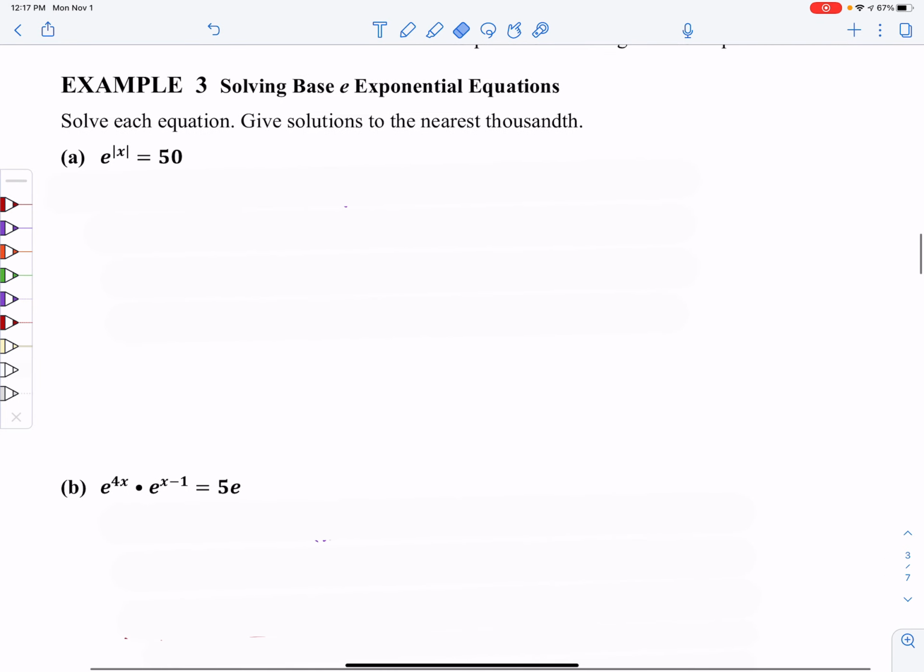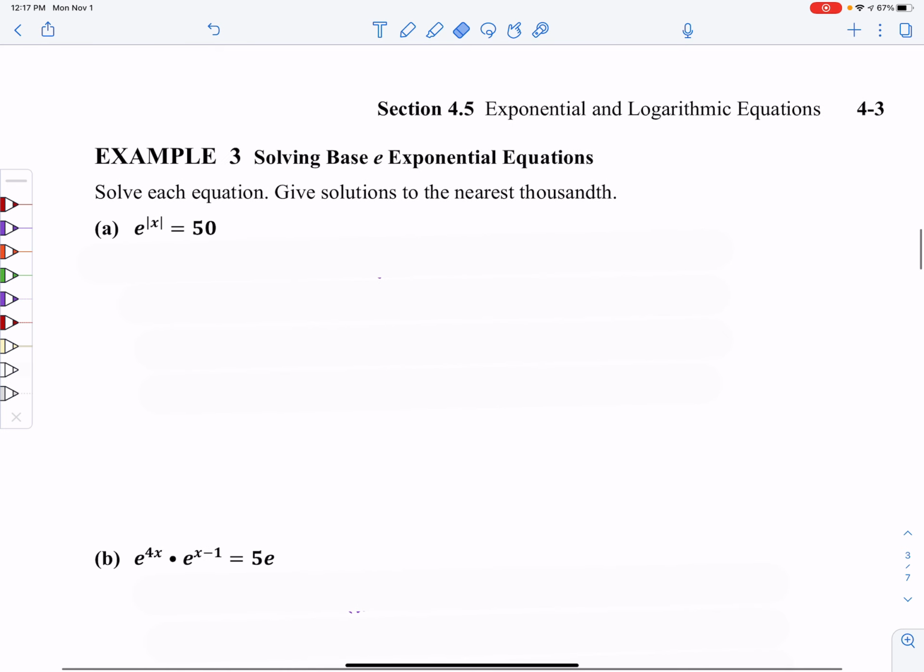All right, we're going to do example 3a. Example 3b I'm going to come back to in a separate video. So once again, we're solving the equation and giving our solutions to the nearest thousandth. I cannot make a base e and a base 50 the same, so I'm going to log both sides. The reason I chose the natural log is because it can undo the exponential e.